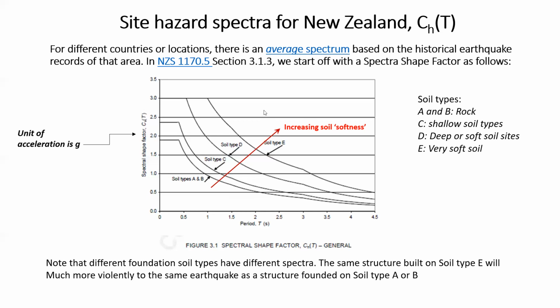But in places where you've got alluvial or lacustrine deposits, I think they call it lacustrine, like in a lake, like Mexico City, you might have something like soil type E, which is very soft soil. Buildings founded in areas of very soft soil can often be subject to much higher demands; they have to be designed for much higher seismic resilience. So again, note the different foundation soil types have different spectra. The same structure built on soil type E will react much more violently to the same earthquake as a structure founded on soil type A or B.